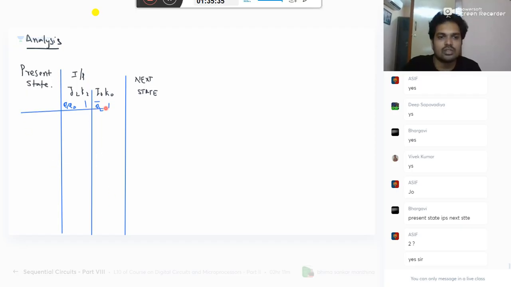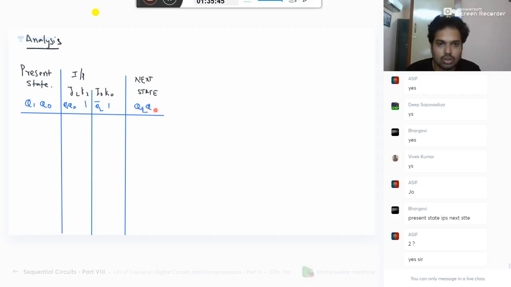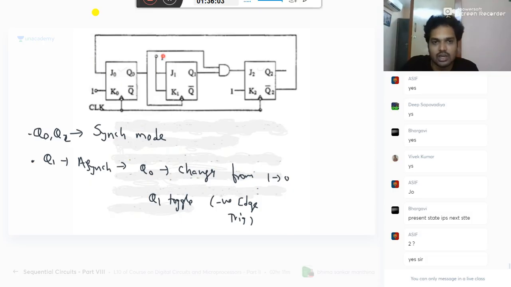Okay. This is the first table you should make. This is your Q2, Q1, Q0. This is the next state of Q2, Q1, Q0. I didn't take J1, K1 because it is fixed. What is J1, K1? It is equal to 1.